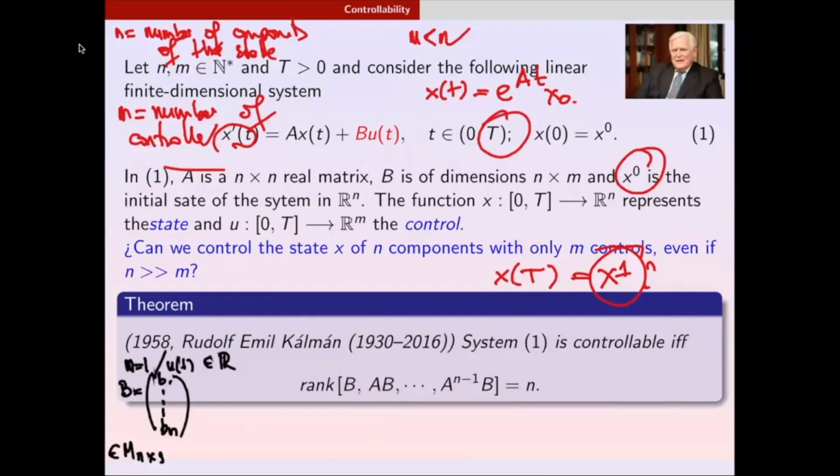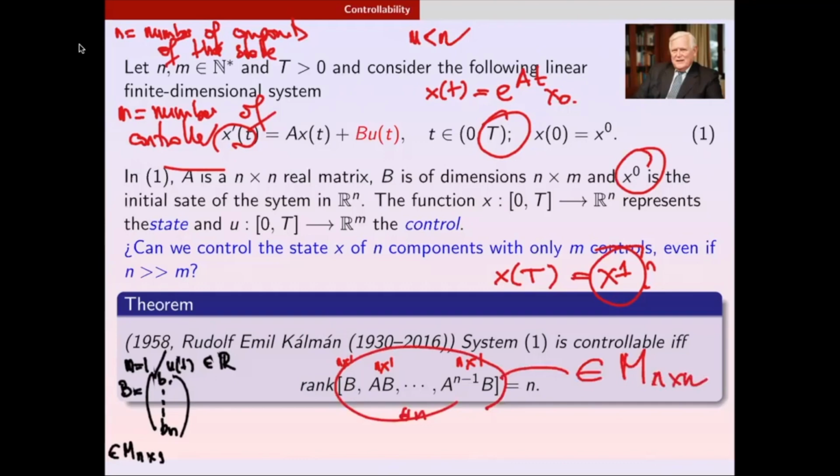So here I have n times 1, a column vector. Here I have n times 1, a column vector. How many of them do I have? I have power of A, n minus 1, power of A, n minus 2, power of A, n minus 3, power of A 1, power of A 0. A to the power 0 is the identity, so it's not even written because it's just the identity. So you see you have here n times. And because you have them n times, all this huge Kalman matrix is a matrix n by n.